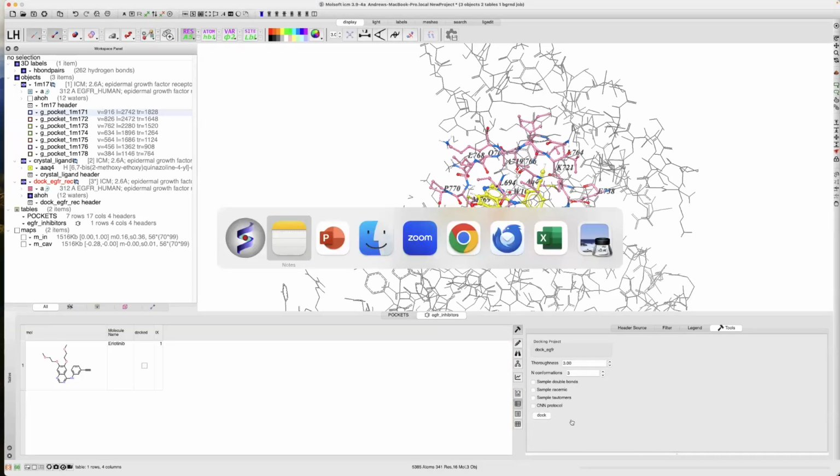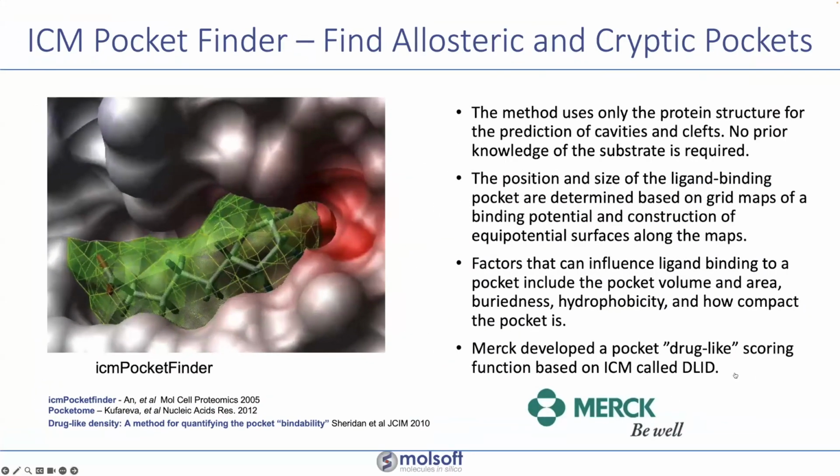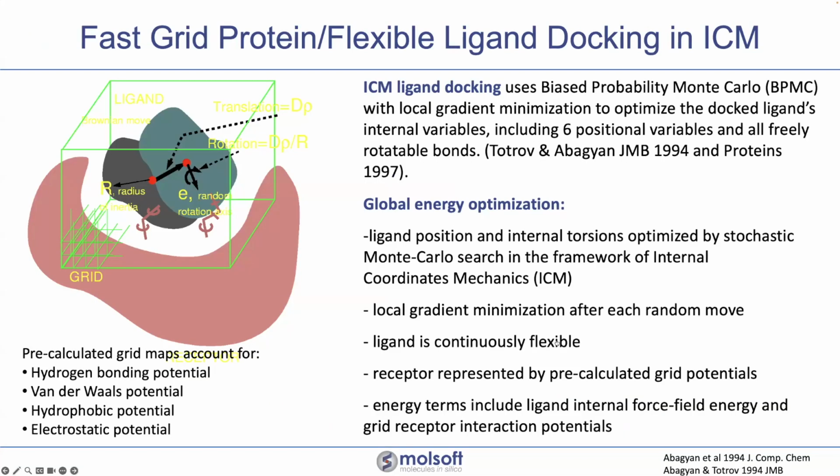Okay. So while it's docking, we'll just go through some slides. ICM ligand docking uses the biased probability Monte Carlo method with global gradient minimization, which was published by Ruben Abagyan and Max Totrov here at Molsoft, one of the original ICM papers. The docking is finished already, but we'll go through the slides first.